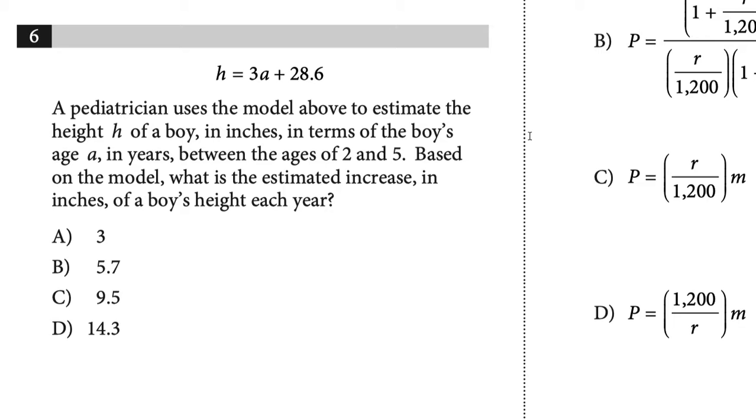Number 6. We have this function that says h is equal to 3a plus 28.6. We also know that a pediatrician, a doctor that helps kids, uses the model above to estimate the height of a boy. So h represents the height of the boy in inches, in terms of the boy's age in years, between the ages of 2 and 5. Based on the model, what is the estimated increase in inches of a boy's height each year?